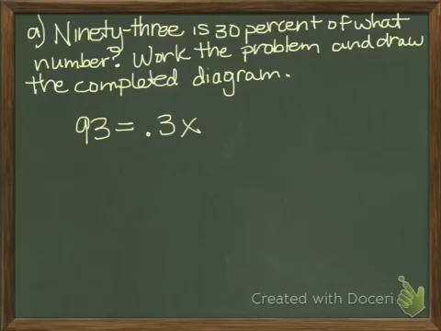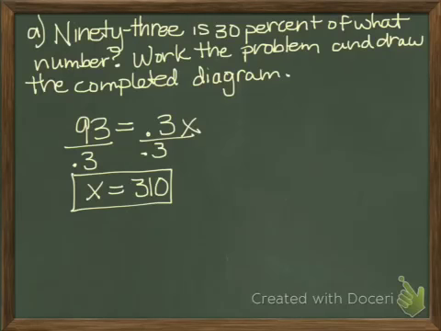So 93 is 30% of what number? I'm writing 30% as a rate, so 0.3 times x, where x is the number. Then I just need to divide both sides by 0.3, so x is equal to 310.